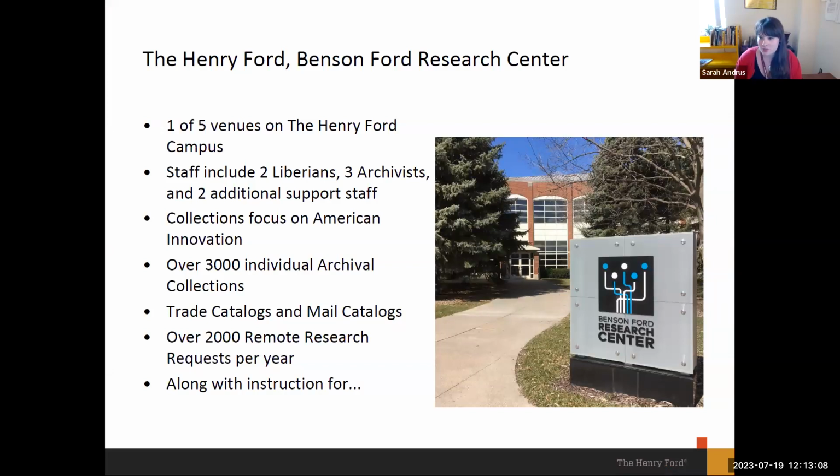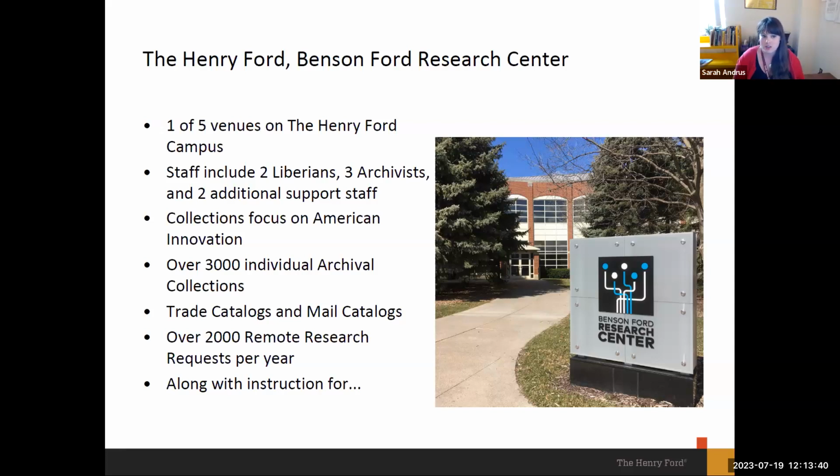Before I get really into the depth of the teaching activity, I wanted to give a brief intro to who we are, since we're not in a traditional university setting. I work at the Benson Ford Research Center. It is one of the 5 venues at the Henry Ford. Our better known venues are the Henry Ford Museum of American Innovation and Greenfield Village, or you might have seen us on the Henry Ford's Innovation Nation with Mo Rocca on CBS on Saturday mornings. We're located in Dearborn, Michigan.